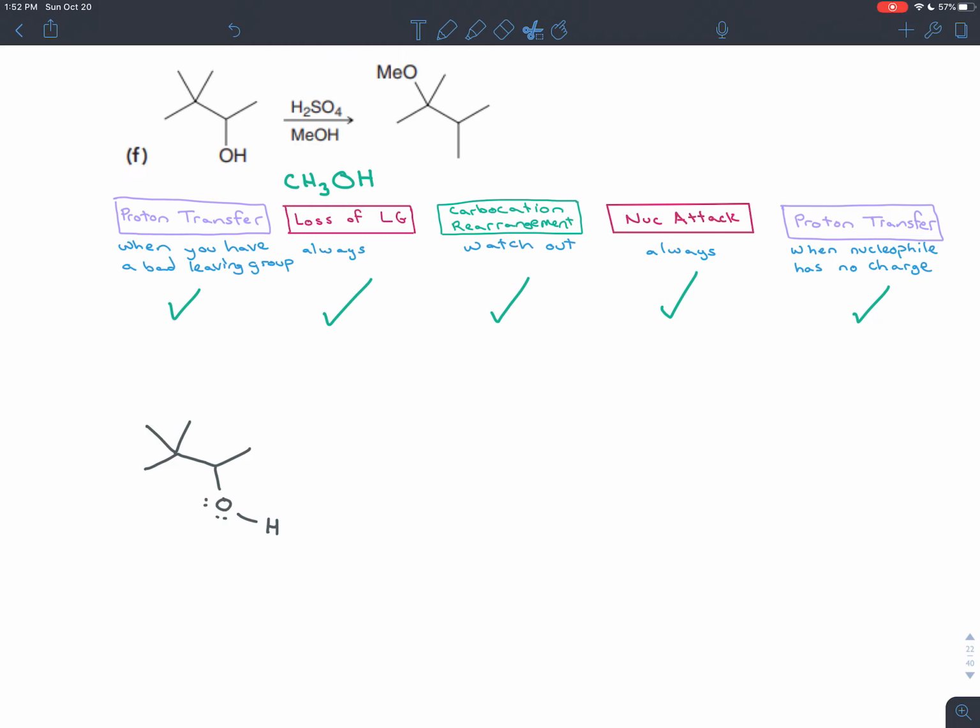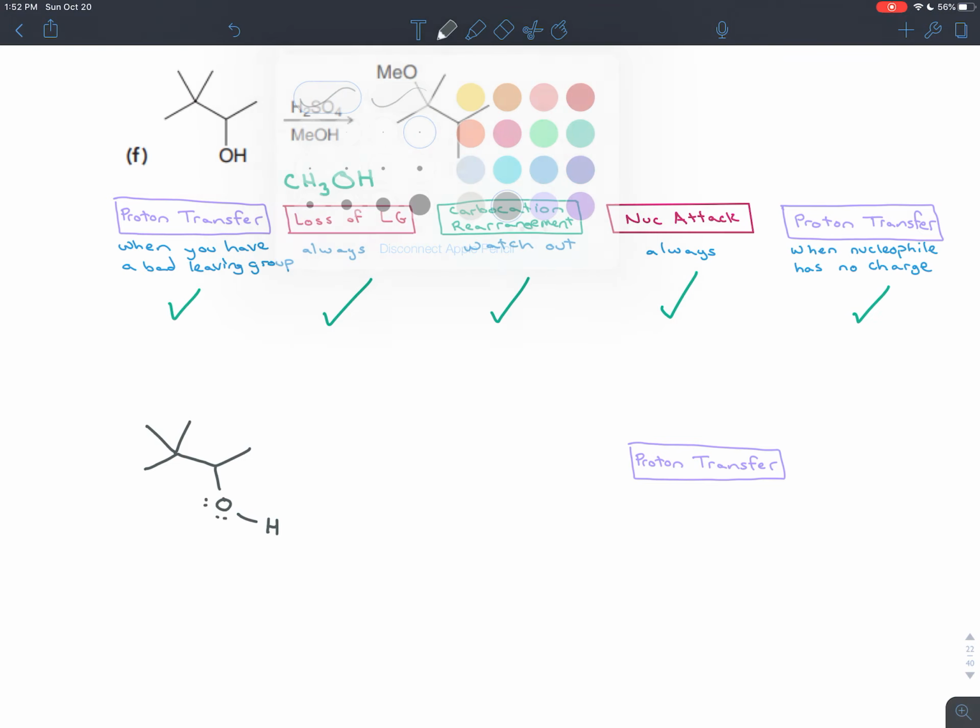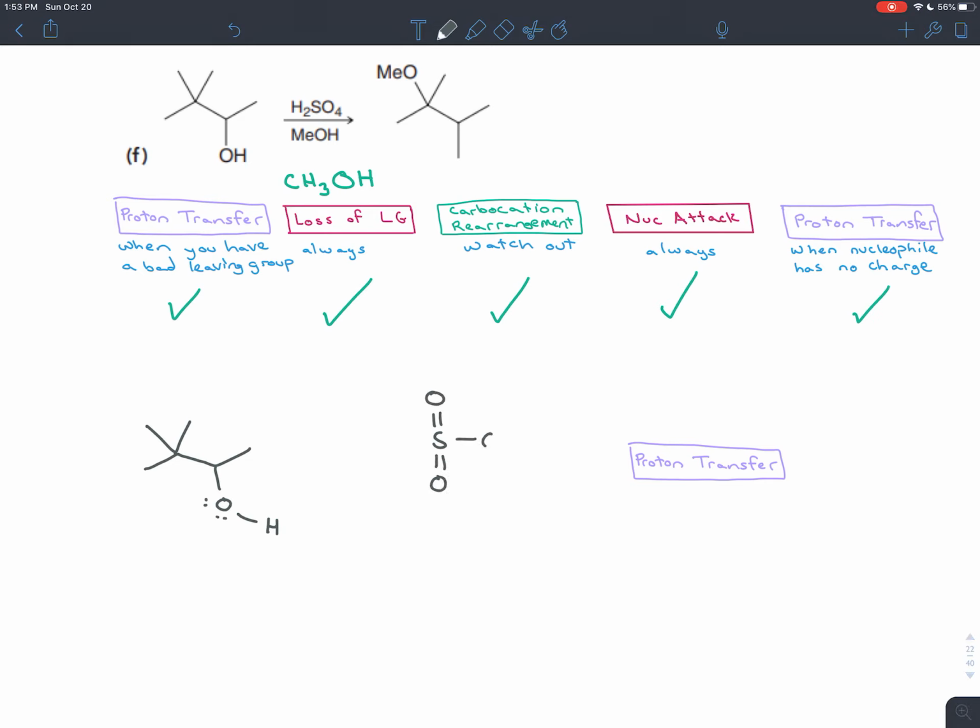And the first thing we need to do is this proton transfer. Now, we have a strong acid, sulfuric acid, and so that is going to donate one of its hydrogens. Remember, sulfuric acid, you have the 2 double bonds to oxygen, and then single bonds to oxygen, and then hydrogen.